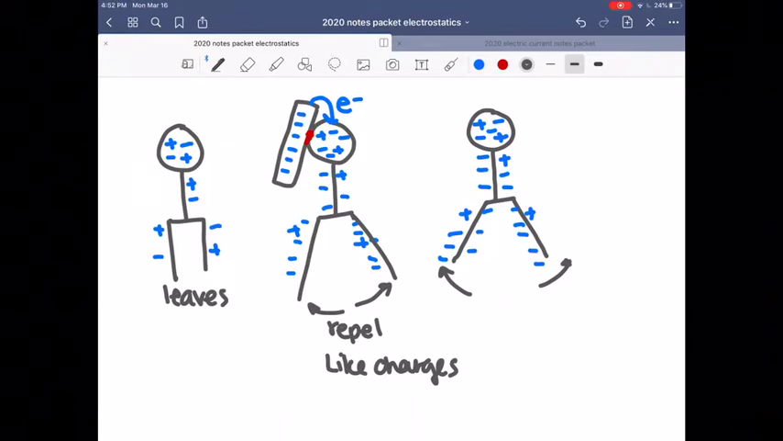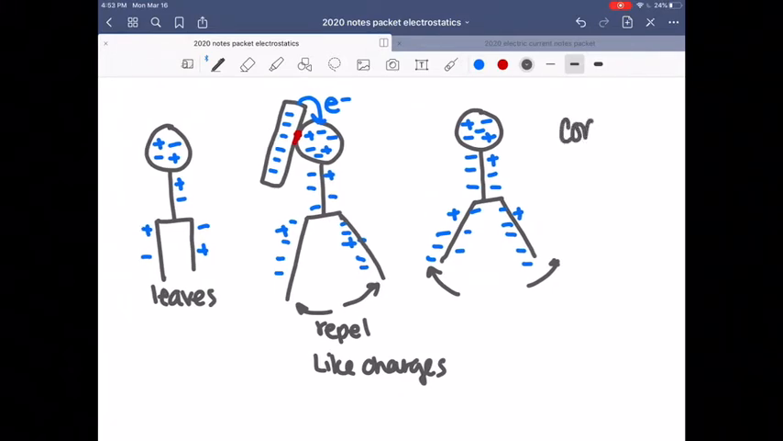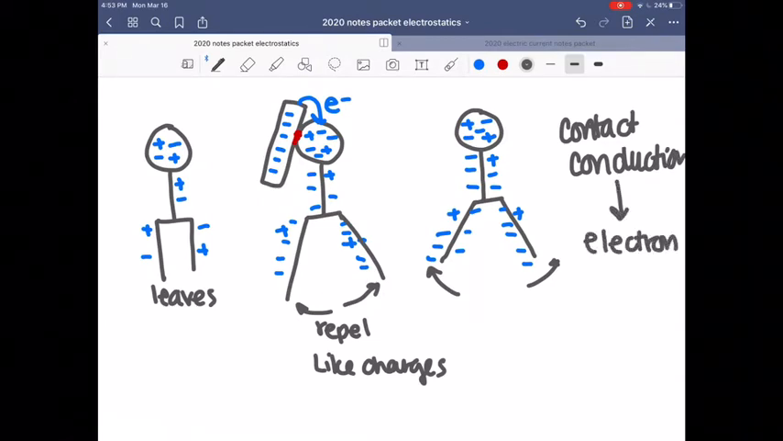Okay, so charging by contact. So we're going to have contact. That's conduction. This causes electrons to transfer.